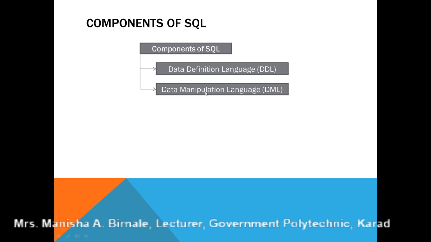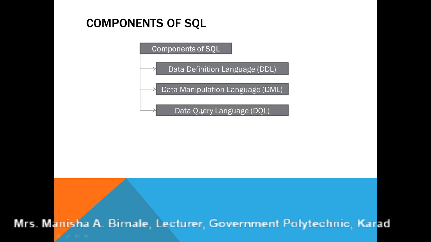The second component of SQL is data manipulation language, DML. This component consists of SQL commands which are used for manipulating data in the database. Manipulating means, suppose you want to update the data, delete the data, or insert new data in the table. Such types of commands are present in this component, data manipulation language.